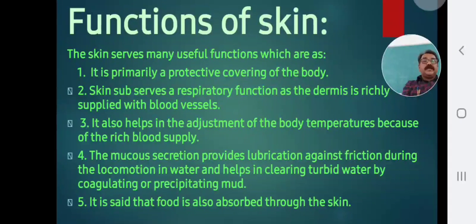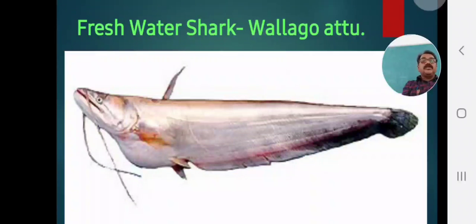It is said that food is also absorbed through the skin. Some workers have reported that whenever there is a scarcity of food, when feeding by mouth is stopped, at that time food is also absorbed through the skin. That's why this skin is important and useful.